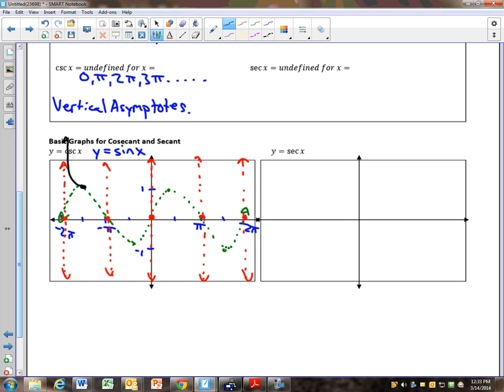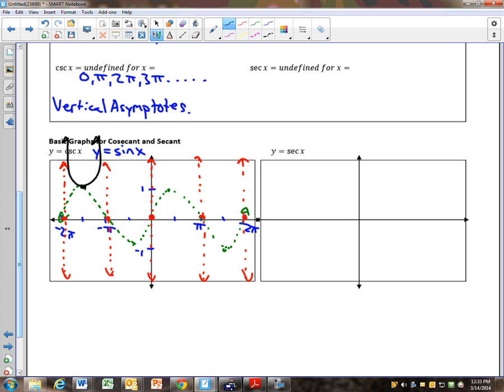Look at this spot where my marker is right here, okay? I'm at 0, then I'm going to move just to the left. Does my sine graph, the green graph, have a big number there or a small number there? And the reciprocal of a small number is going to be a big number. That black portion right there is part of the graph of cosecant.